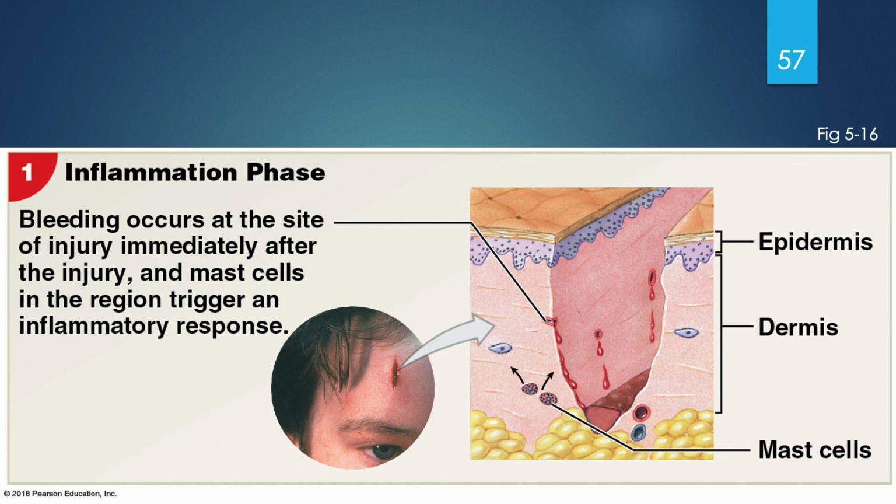And so when that bleeding occurs, there are going to be mast cells in the area, and they're going to secrete chemicals that are going to trigger an inflammatory response to bring other things to that area to help clean it up.